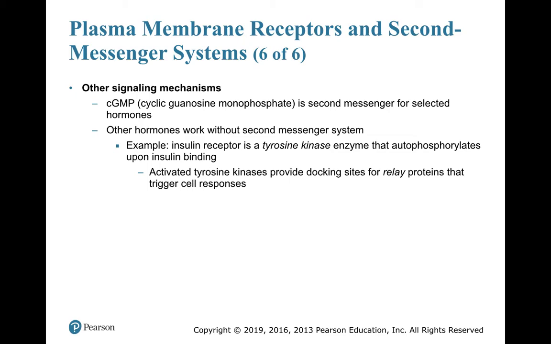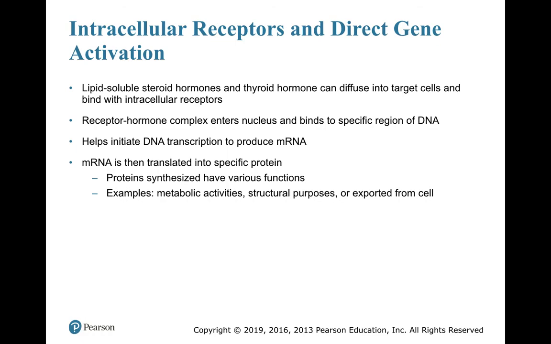There are other signaling mechanisms out there. Cyclic GMP, like cyclic AMP, is a second messenger for some hormones. Other hormones work without second messenger systems. Insulin, for example, binds to a tyrosine kinase enzyme. And a tyrosine kinase puts phosphates onto tyrosine residues. Tyrosine's an amino acid in proteins. And that activated tyrosine kinase is a docking site for relay proteins that trigger responses. So not quite the same.